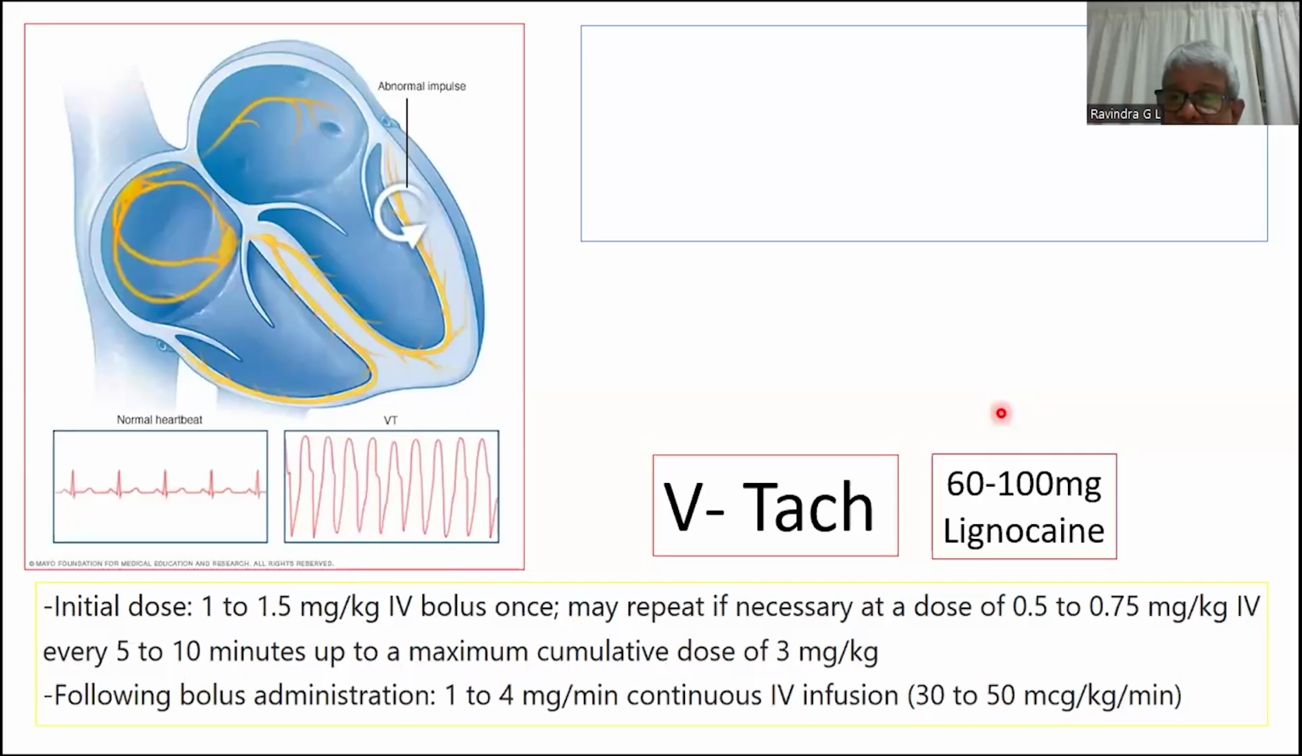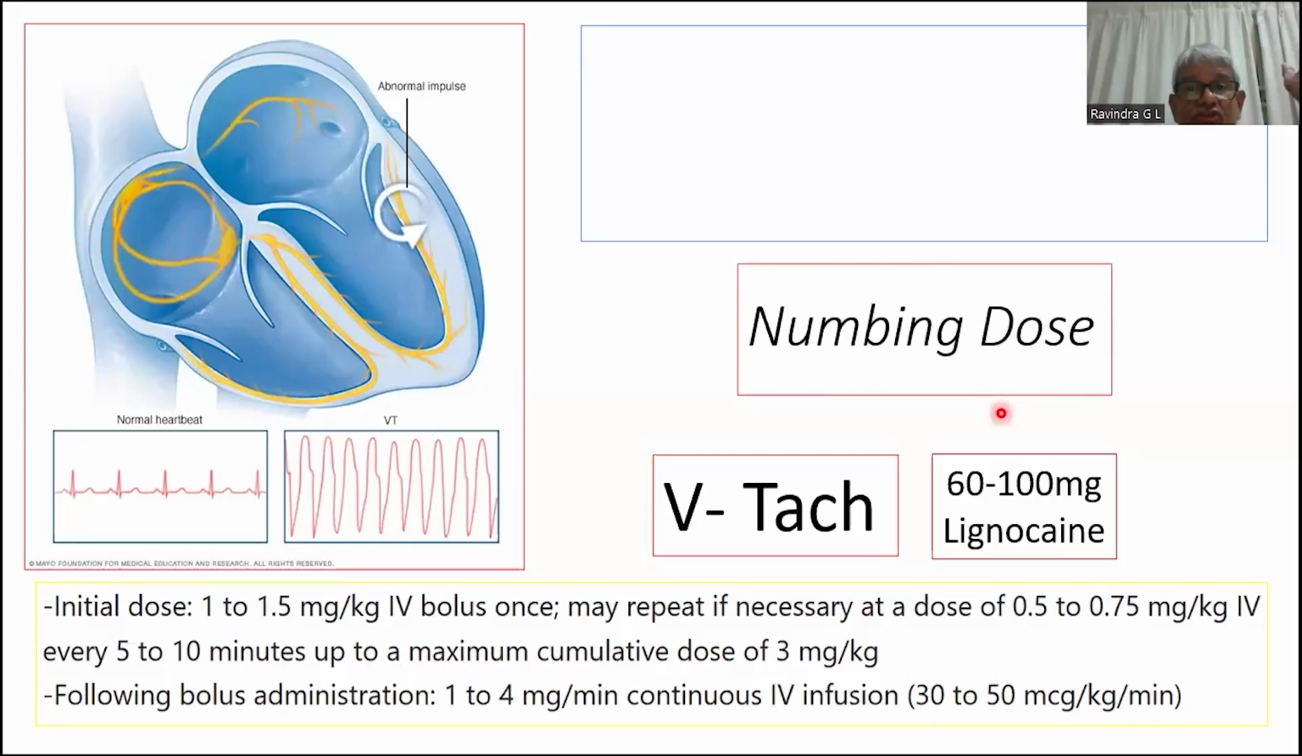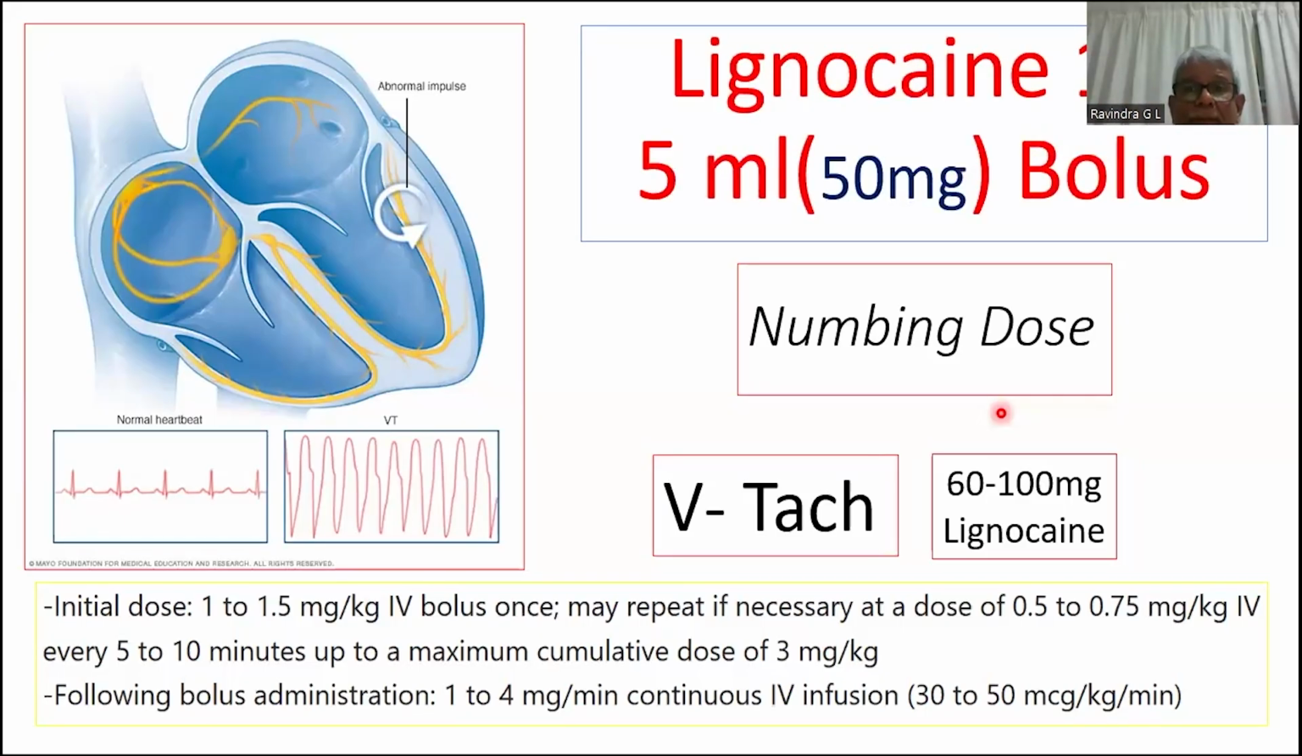And what is the dosage? It's about 60 to 100 milligrams IV straight. So that means that giving 60 to 100 milligrams IV stat is not very dangerous. It does not cause any significant cardiac toxicity. It is in fact a treatment also. So lignocaine 1% 5 ml, which is 50 milligram bolus, is definitely safe even if it is intravascular.